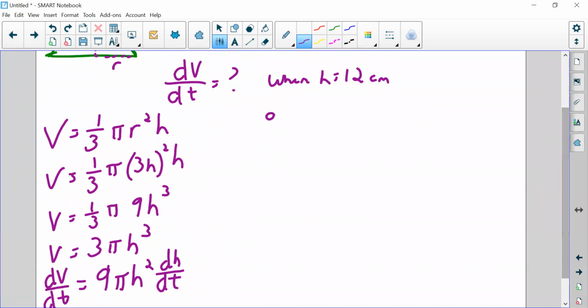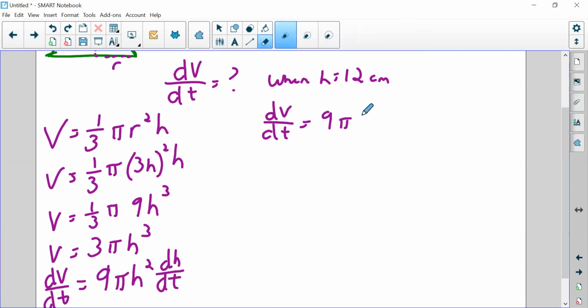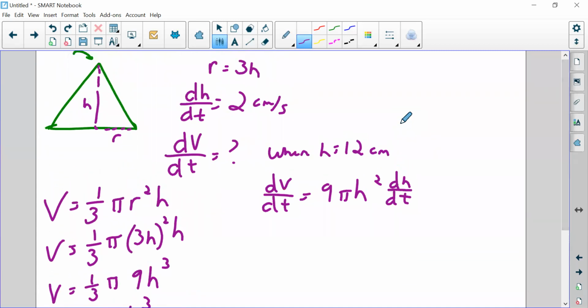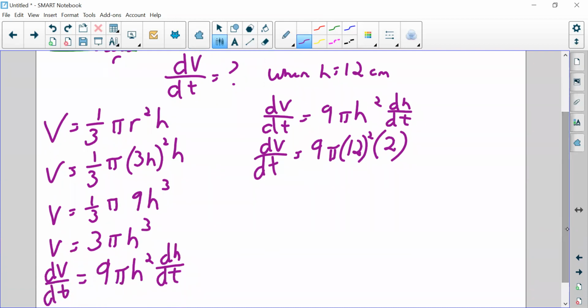Let me do it over here so we can see it a little better. Oh, that's an H. Okay, so again, I know dh/dt is 2. I know h is 12. I want to figure out dV/dt, so that should be my only variable. And it is. So I have all the information I need. It's just some punching into my calculator.